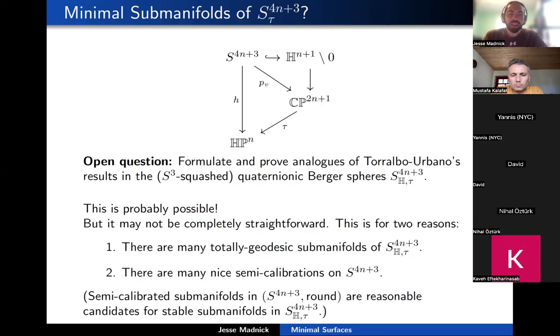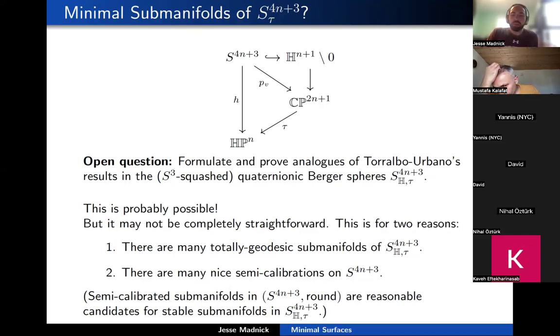The point here is that the semi-calibrated submanifolds in 4n+3 spheres are reasonable candidates, in my opinion, for what could be the stable submanifolds in the squashed 4n+3 spheres. That is at least what we saw in the 2n+1 sphere case, where the CR submanifolds were the stable ones after you squashed by a sufficient factor.